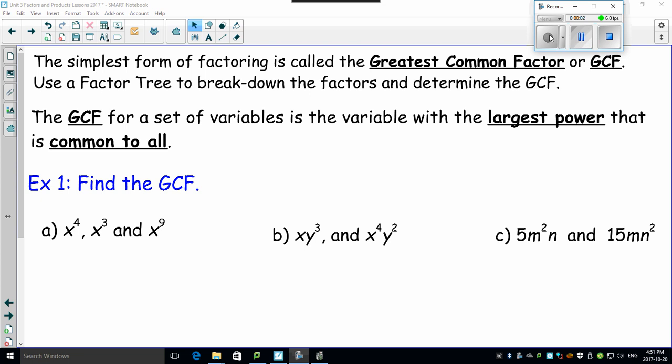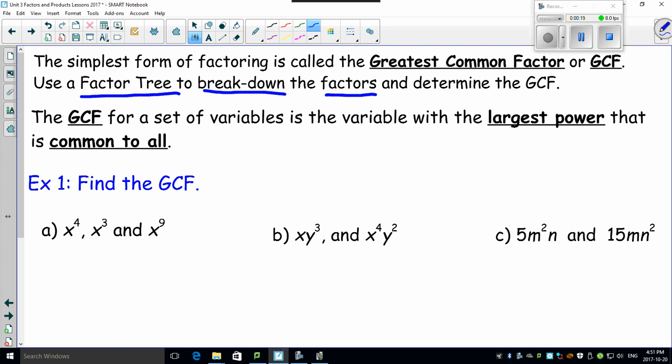Greatest common factor time. Yes, I know you've seen it before with numbers, but you've never seen it with variables. And that's what we're going to look at. We could go back and use the factor tree for numbers all we want. That's great. But the whole idea is we want to break them down into factors, and we want to determine the greatest common factor for them all. Well, take a look at this, because we've never done this with x's before or y's or whatever.